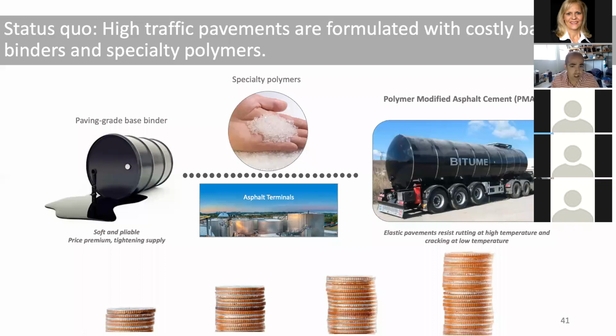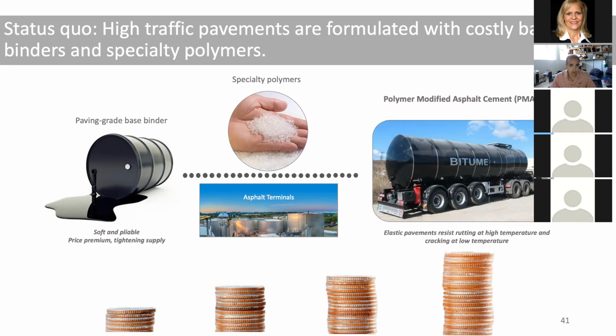Polymer modification is an important tool to extend the life of pavements, especially in high traffic roadways. The way it works is you're trying to prevent your pavement from getting too soft in high temperatures. So you want to stiffen it up, but you don't want to stiffen it up at the expense of causing the pavement to be brittle. Polymers are a great solution to that.